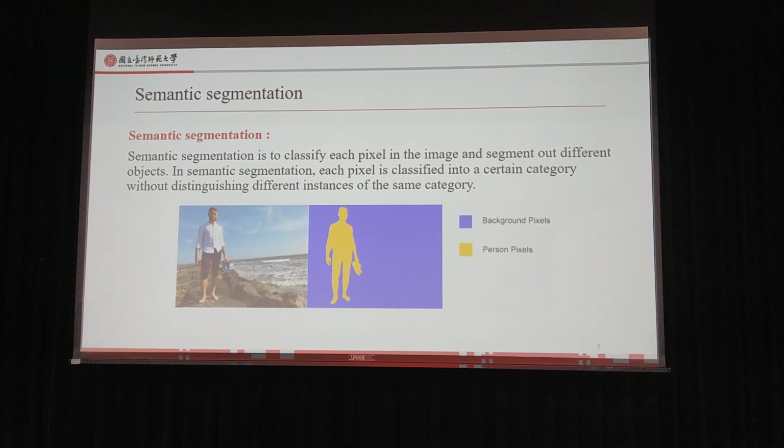And semantic segmentation can be used in a variety of applications, such as autonomous driving and medical images. A simple example of semantic segmentation is to classify an image into two classes, like this picture, which is separated into background pixels and person pixels.